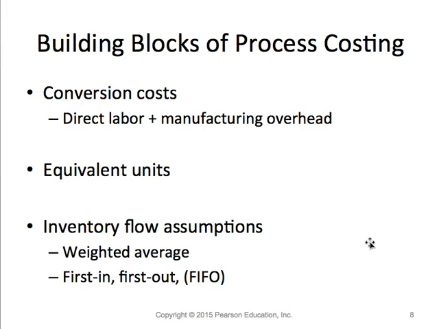So the building blocks of a processing cost, there are basically 2 things. We have a conversion, here, actually 3. Conversion costs. Conversion cost is the total of direct labor and manufacturing overhead. Direct material is a separate cost category in here.